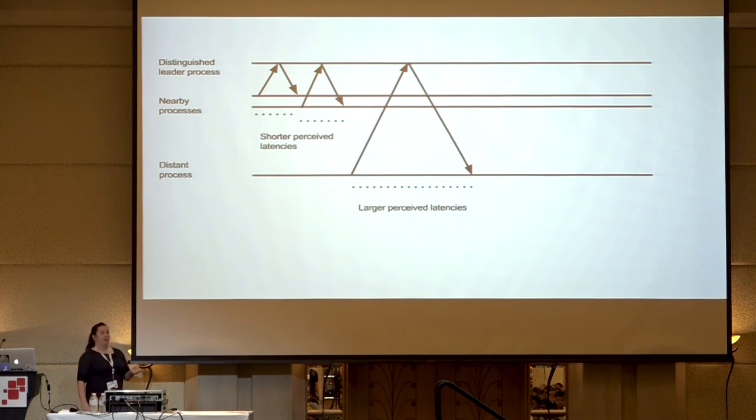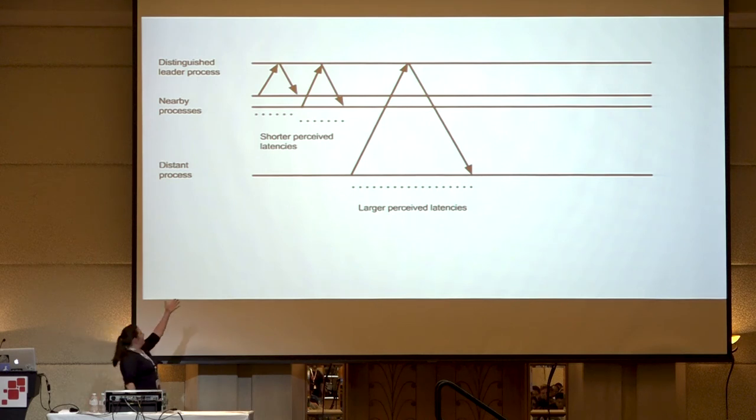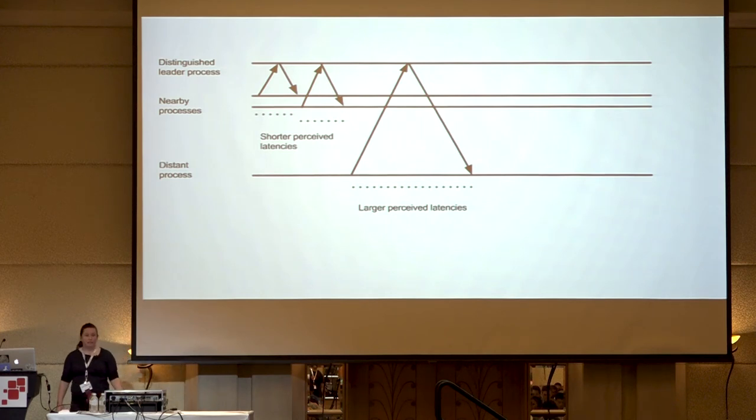So if you're running a whole bunch of geographically distributed nodes, let's say you've got one in San Francisco, one in Dublin, and one in New York. If you're the service that's running in New York and the leader is in San Francisco, it's not too bad. You've got maybe 50 milliseconds round trip. If you're in Dublin, you're going to have a bad time. And this is what we see here. We have nearby processes have good latency. Further away processes have less good latency.